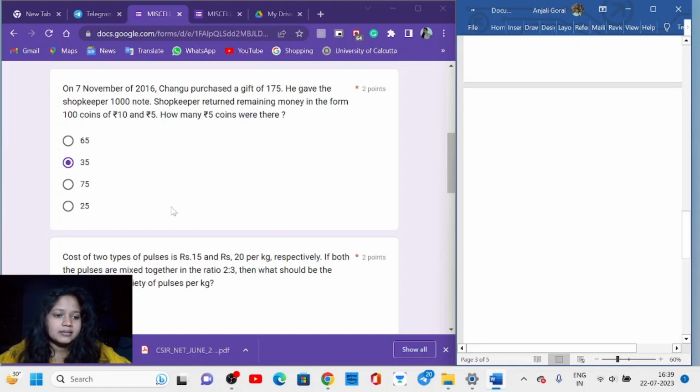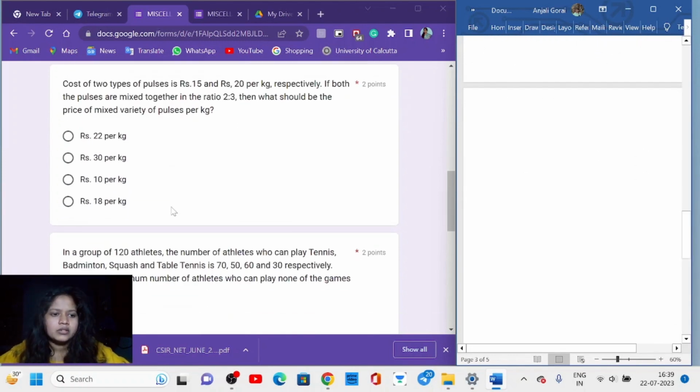Now the next question is about cost of two types of pulses, ₹15 and ₹20 per kg respectively. If both pulses are mixed together in the ratio of 2:3, then what should be the price of the mixed variety of pulses per kg? So it is very easy. Don't be scared or afraid of math. We can solve it easily.